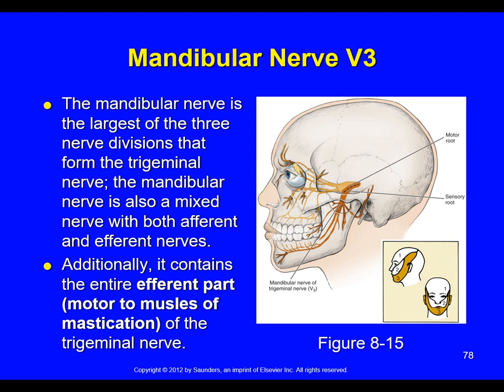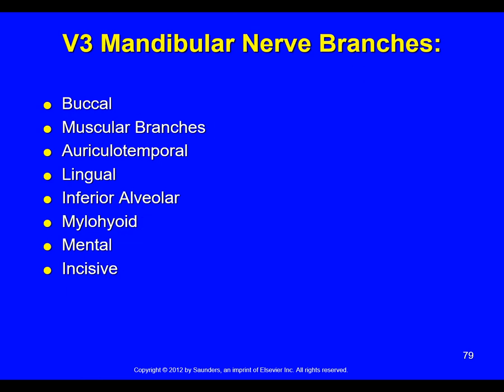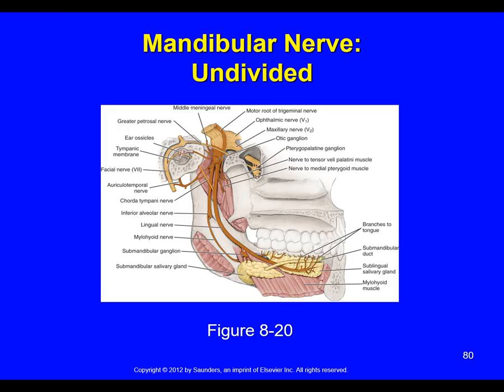This is the largest of the 3 divisions, and it's a mixed nerve with afferent sensory and efferent motor. The efferent part, motor to the muscles of mastication, is within this V3 area. So we've got the buccal, the muscular branches, the auriculotemporal, lingual, the IA, which further branches into the mylohyoid, the mental, and the incisive. So here's a closer picture of it as it's branching off. It's coming down here.